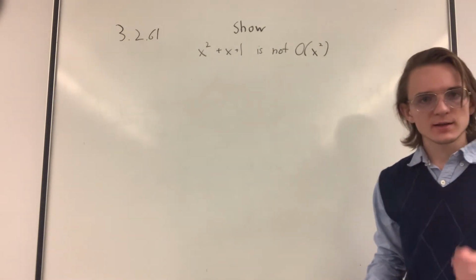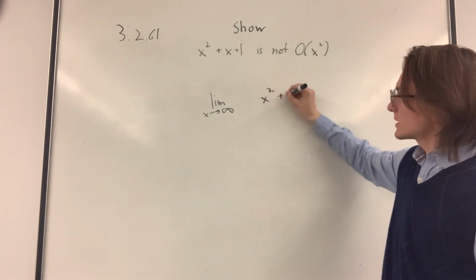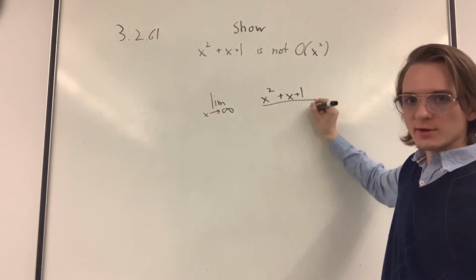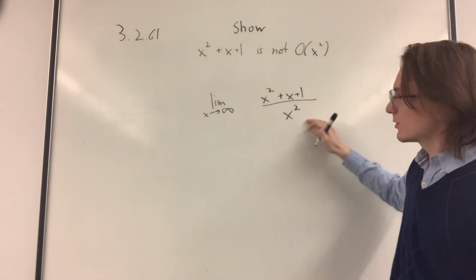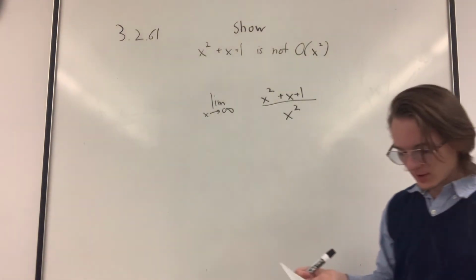Show that x squared plus x plus 1 is not big O of x squared. Alright, so again, let's set up a limit. On the numerator, we have x squared plus x plus 1, while on the denominator, we have x squared, which is what's in the big O. So from there, we can split things up, and what do we get?